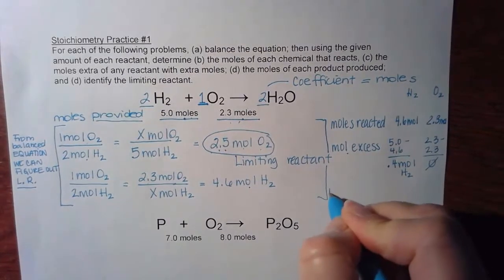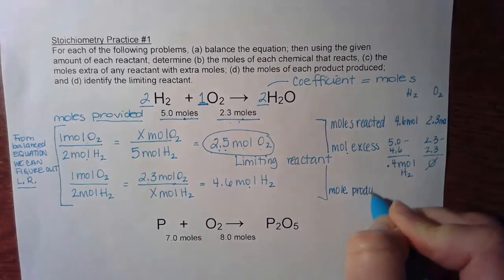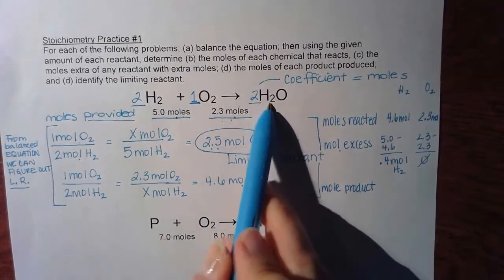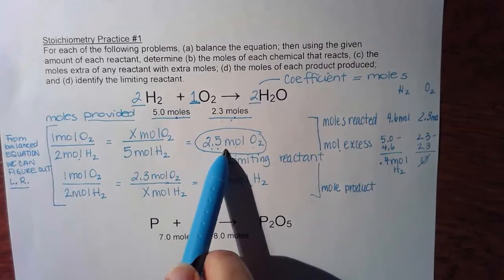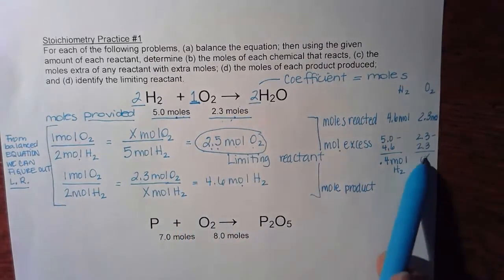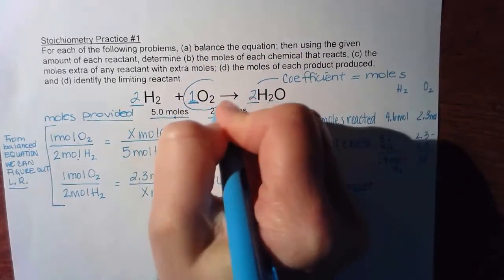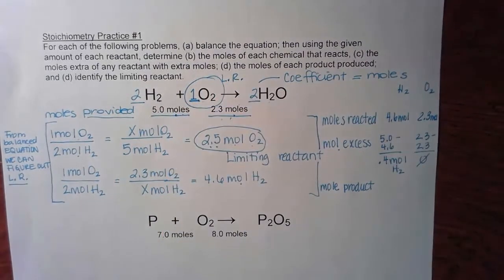The next part, and the last part, says calculate the moles of the product. I'm going to go over here on the side. So now we have our product of water. So we can use our information that we know, which is the moles of oxygen. So this is the limiting reactant. I'll circle it here as well, so it's very obvious, and I will put limiting reactant.